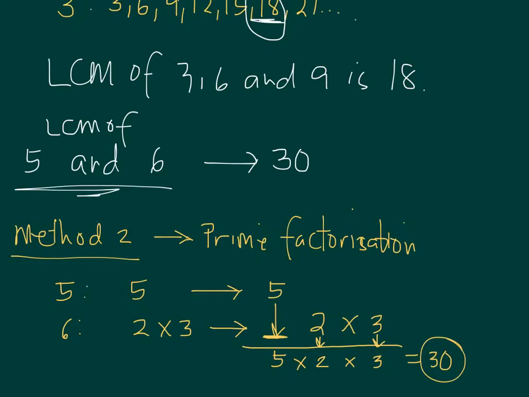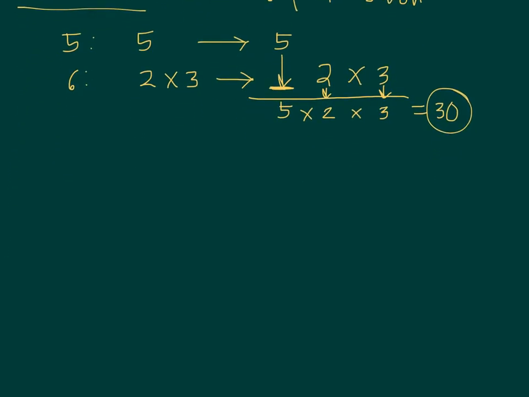Let's take another example, because we have 5 as a prime number, and we only got one factor. So let's get a better example. Let's try, say I have 18, and then I have, say, 15. Using method 2, we need to write 18 and 15 in terms of their prime factors. So 18 is 2 times 9, and 9 is 3 times 3.